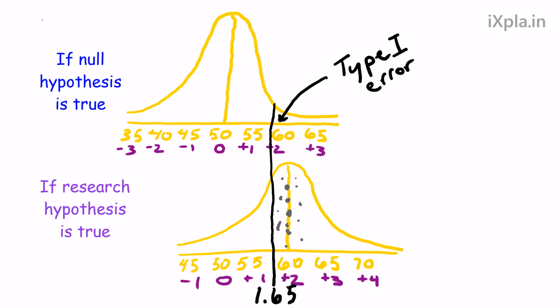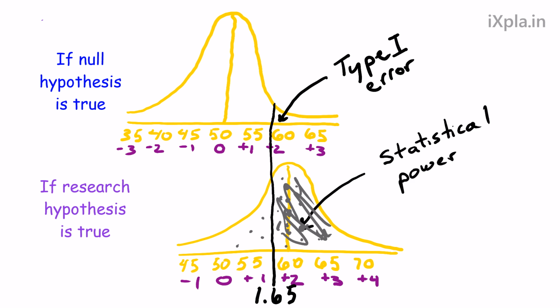But we might not get 60 exactly. We might get something below 60. We might get something above 60. We don't know. But if we get something like, say, a 61 right there, we're in this region. We're to the right of the critical value, so we're going to reject the null. And in that case, we're making the correct decision. And so the area under this curve is equal to statistical power. That area is known as statistical power.